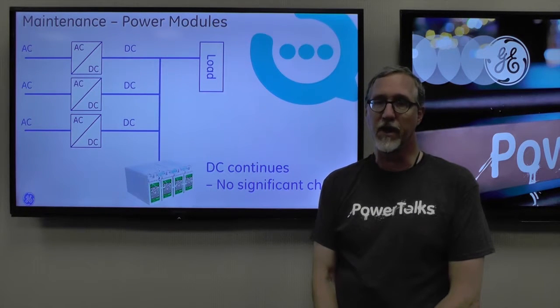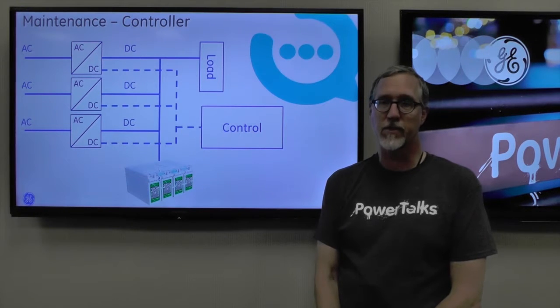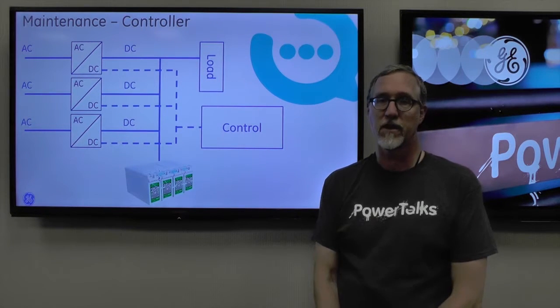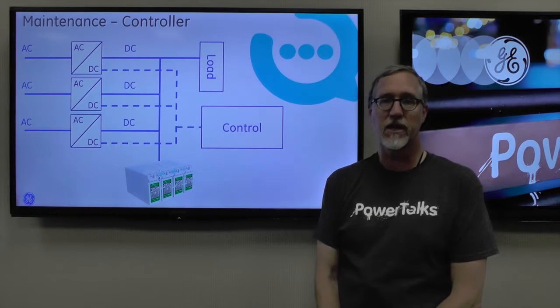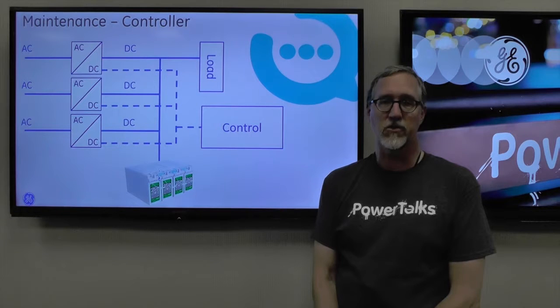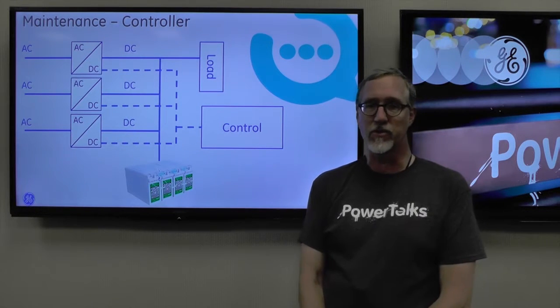In a typical redundant power system that we just looked at, there is usually a microprocessor-based system controller. The controller allows the user to control and monitor operation of the system, setting charge voltage, controlling current sharing between modules, and sending data to a remote user.